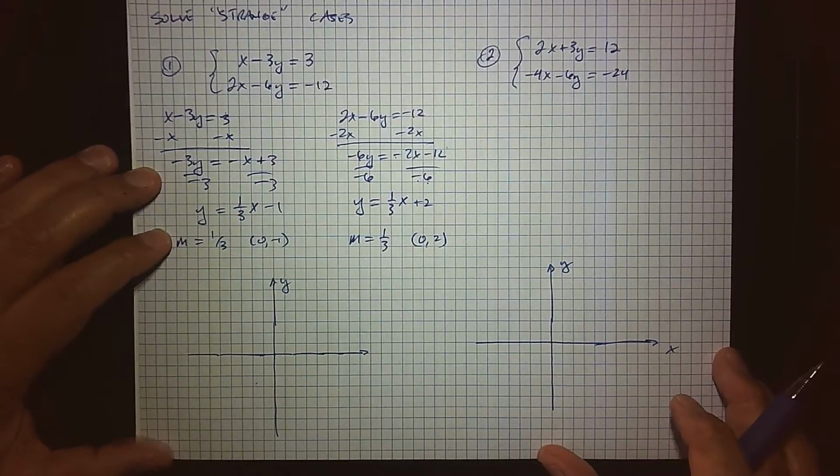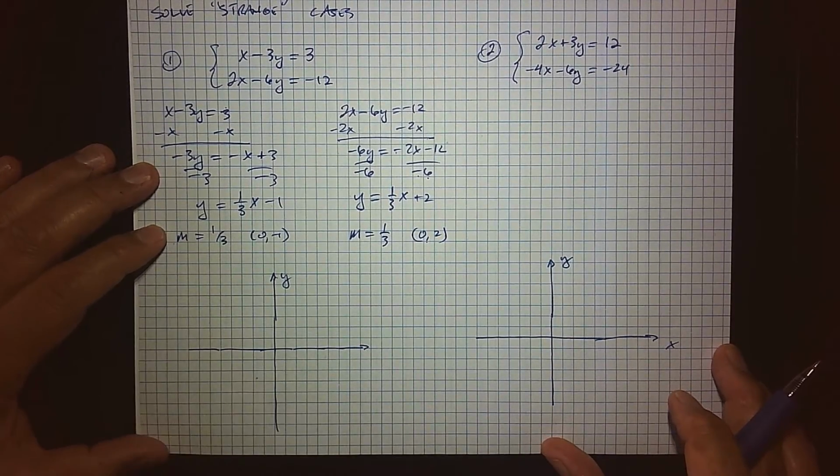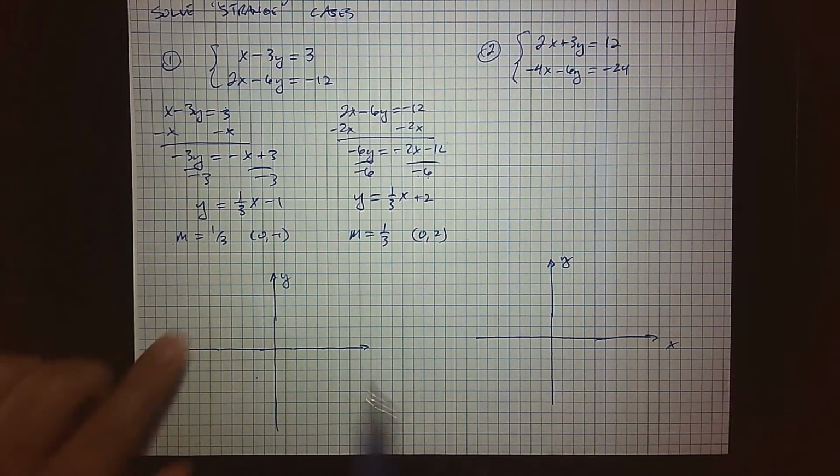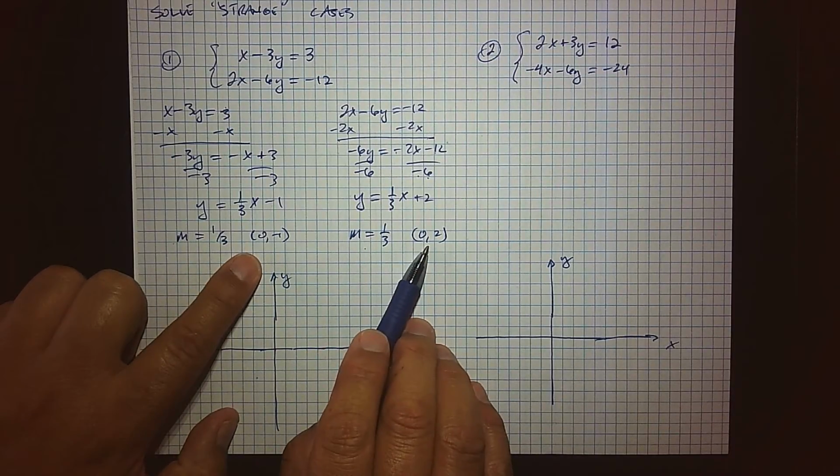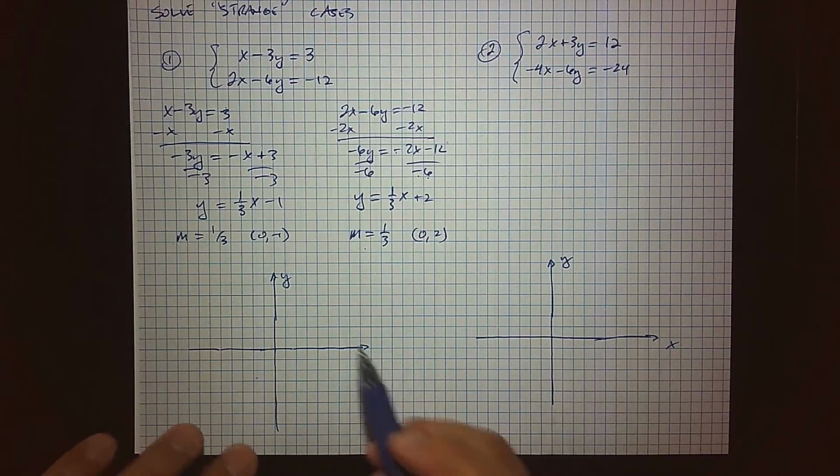And if you remember from chapter 3, here's what's strange, because notice that these lines have the same slope. They have the same direction, but they don't have the same intercept. So they're parallel. And so that means, let's go ahead and look at that.